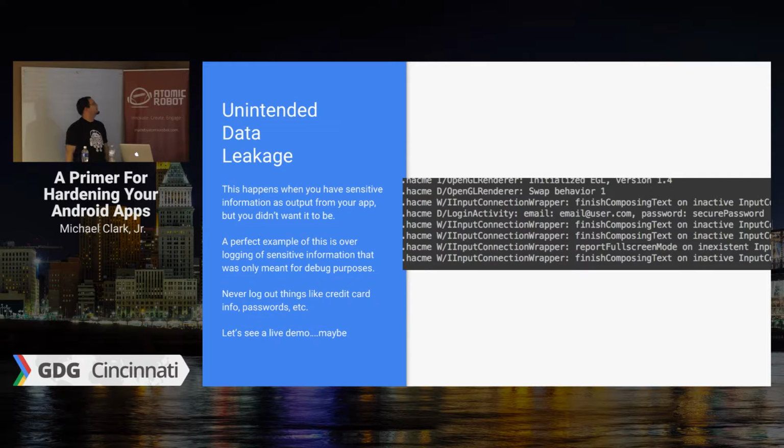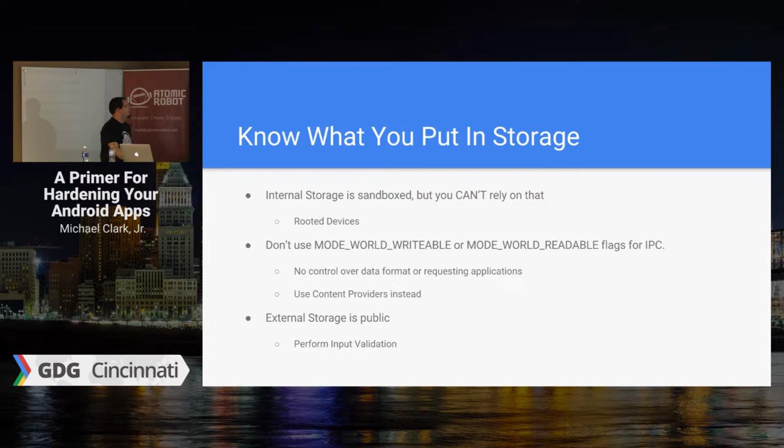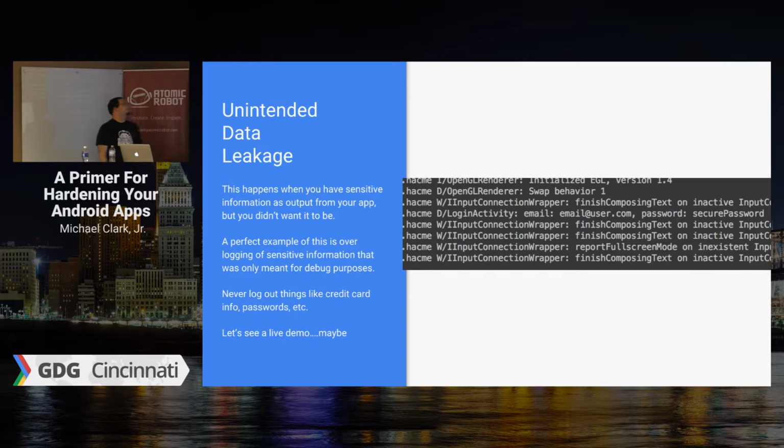I'll give an example here of unintended data leakage. I know that was mostly around insecure storage, but unintended data leakage is definitely a problem with this. So the problem is, say you have sensitive information as output from your app that you didn't want to be. A perfect example of this is logging. So you over-log sensitive information that may have only been for debug purposes. So you never want to log out things like credit card info, passwords, etc.